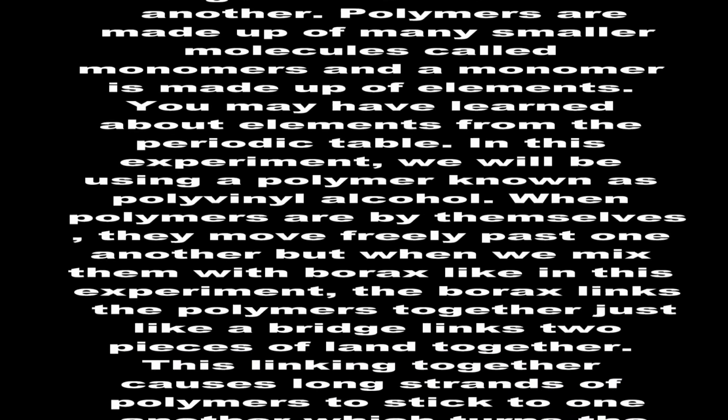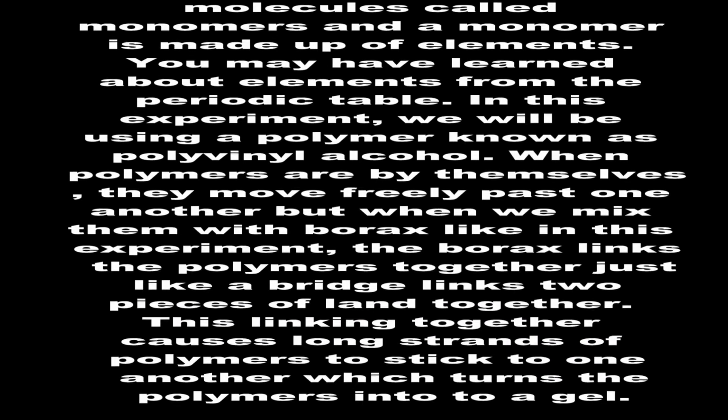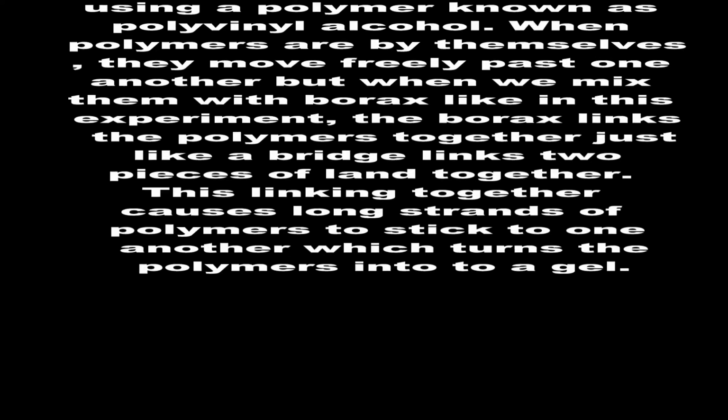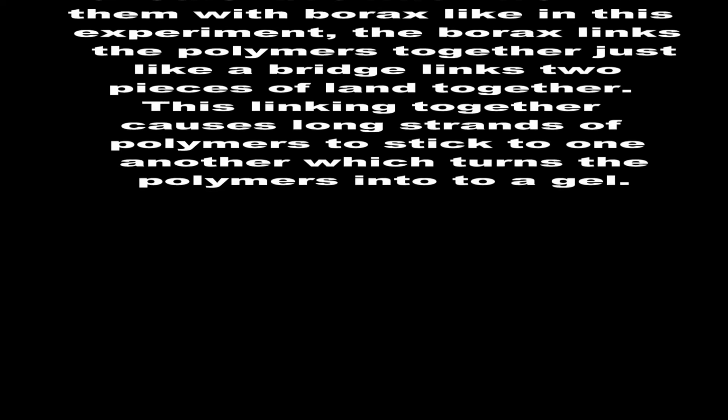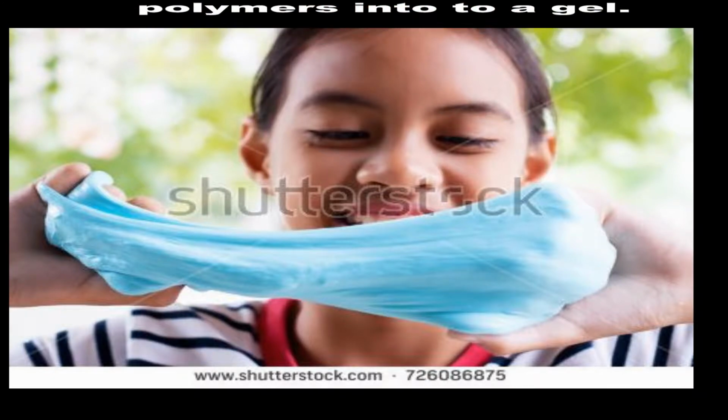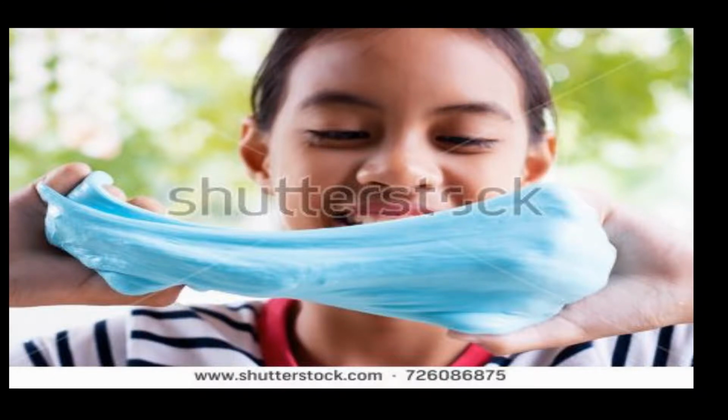In this experiment, we will be using a polymer known as polyvinyl alcohol. When polymers are by themselves, they move freely past one another, but when we mix them with borax, like in this experiment, the borax links the polymers together just like a bridge links two pieces of land together. This linking together causes long strands of polymers to stick to one another, which turns the polymers into a gel.